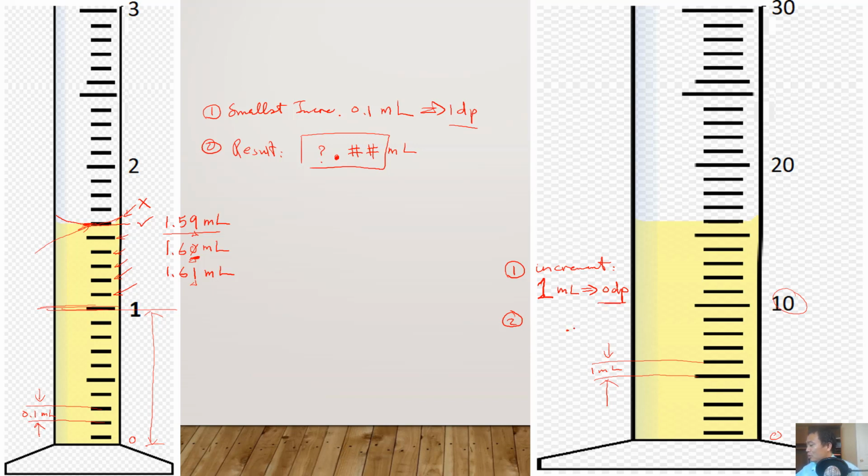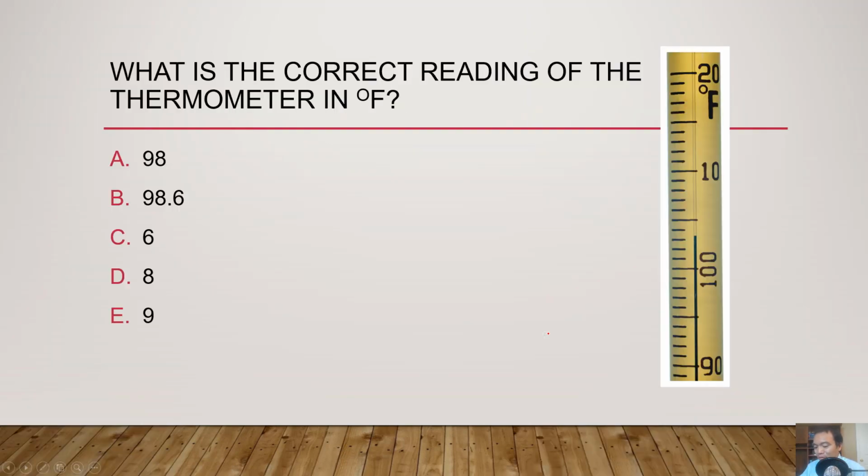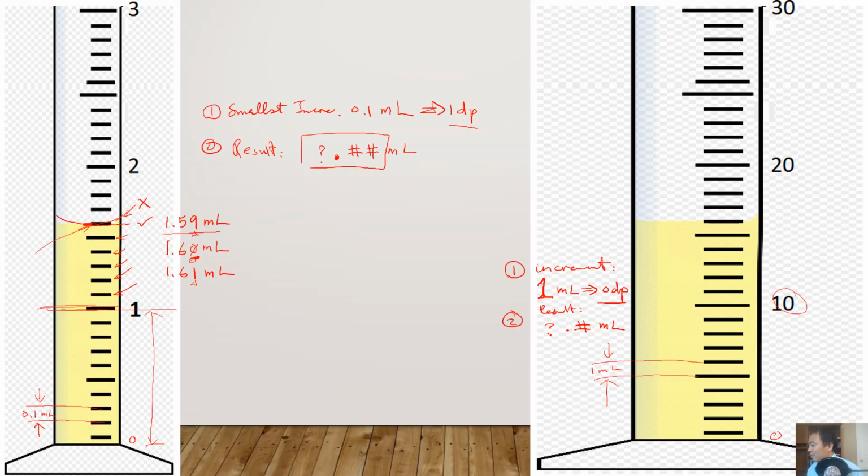So your result, let me write this down. Your result should have 1 dp on the right side. It's milliliter as the unit as well. All right. So to the left side, it could be more or it could be less. So let's read this one. Again, let's exaggerate the meniscus a little bit. All right. So the yellow color is not that clear. So let's read this one.